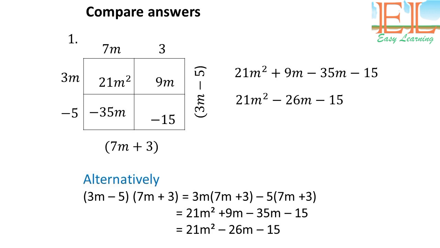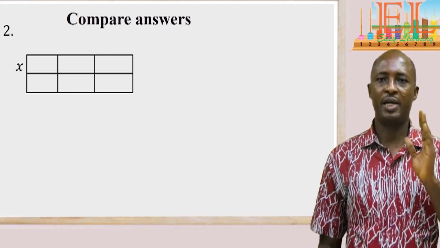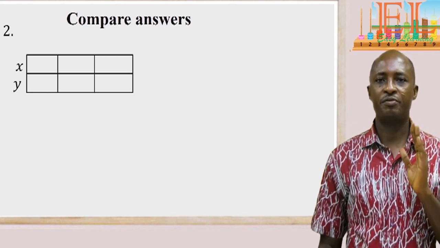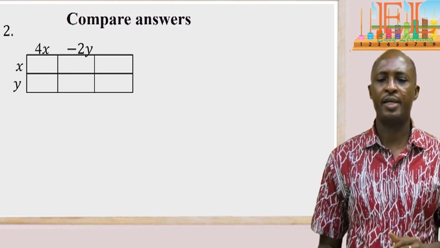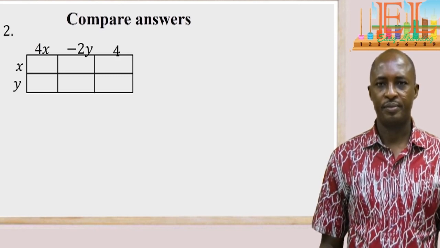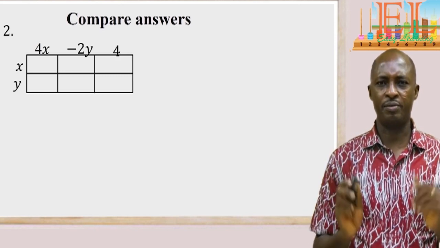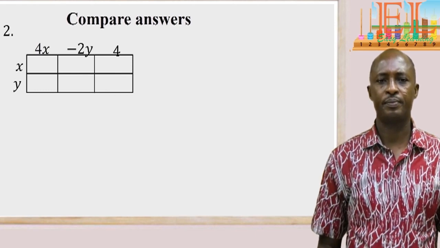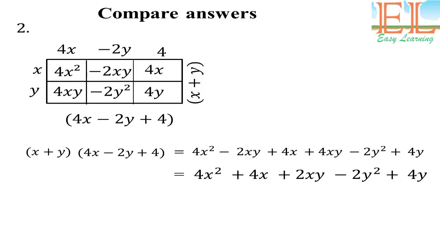For the second question, it was x plus y times 4x minus 2y plus 4. And I can also put it in a tabular form as shown on your screen. Here, I now multiply x times 4x, and that will give me 4x squared. x times negative 2y gives negative 2xy. x times 4 gives 4x. And I'm done with the x.